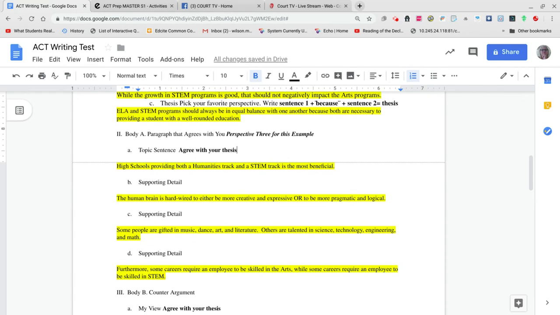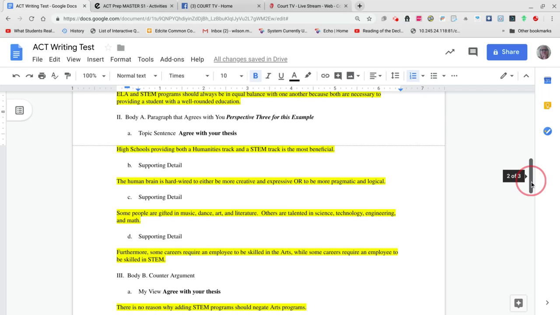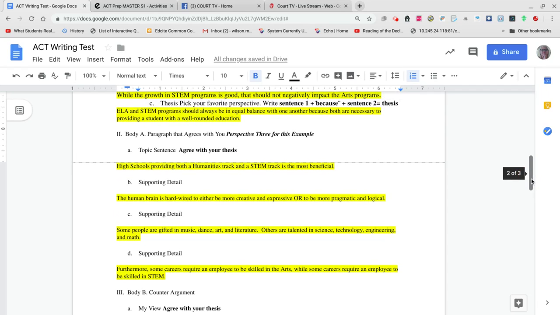All right, the next thing is a paragraph that agrees with you, and that's just a topic sentence and 3 supporting details. Your topic sentence will agree with your thesis. So you say your thesis in another way. Okay, so mine says, high schools providing both a humanities track and a STEM track is the most beneficial.